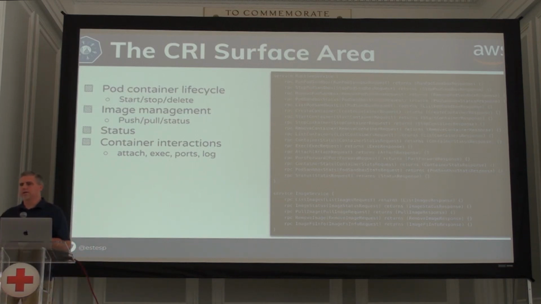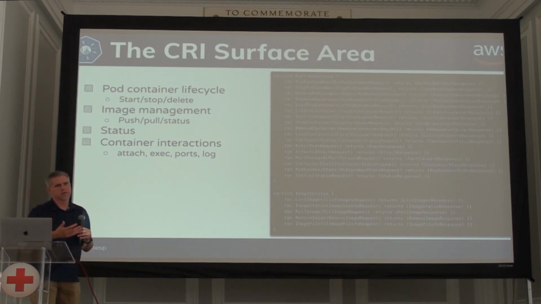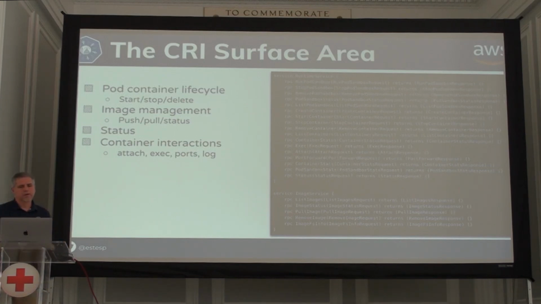It's all about that pod lifecycle: starting the pod, starting containers within the pod, deleting it, and then again, image management, the simple pulling. Actually, I shouldn't say pushing, because you can't push images in Kubernetes. So yeah, pulling images, getting status, and then all the interactions with a container. So you want to exec into a container, you want to pull logs, you want to do port forwarding. All that is part of the CRI surface area. So if you decided tomorrow that you want to build your own container runtime, you can become a runtime for Kubernetes simply by implementing all of the CRI APIs.